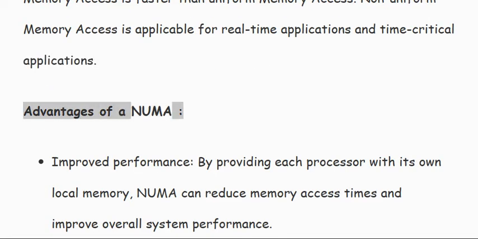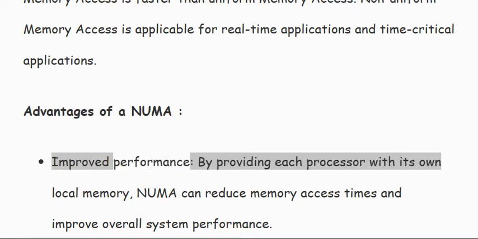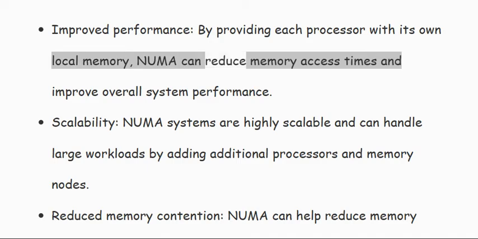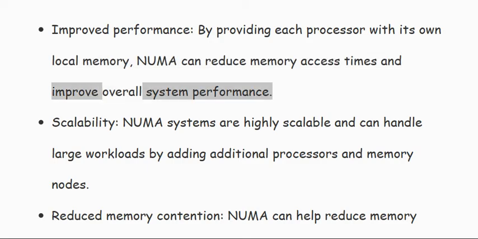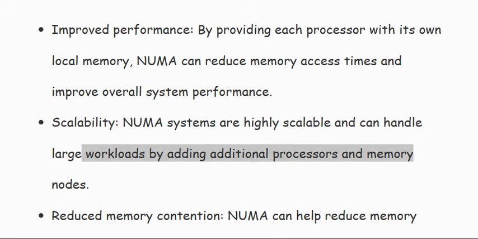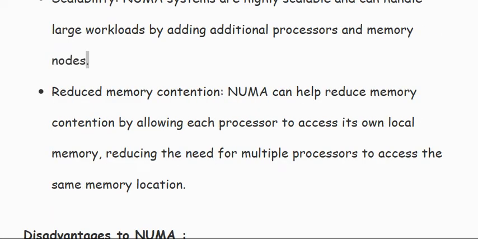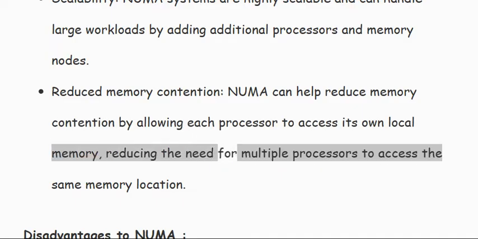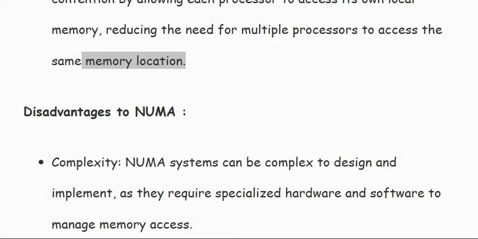Advantages of NUMA. Improved performance. By providing each processor with its own local memory, NUMA can reduce memory access times and improve overall system performance. Scalability. NUMA systems are highly scalable and can handle large workloads by adding additional processors and memory nodes. Reduced memory contention. NUMA can help reduce memory contention by allowing each processor to access its own local memory, reducing the need for multiple processors to access the same memory location.